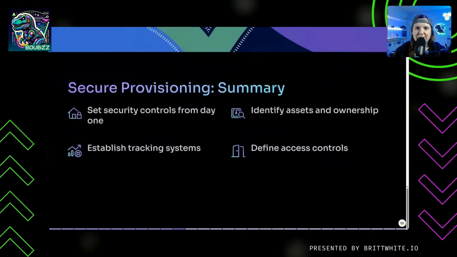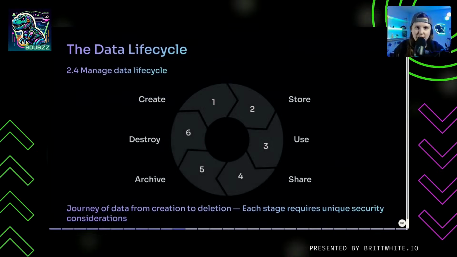Now, let's move on to Objective 2.4, Manage Data Lifecycle. This is where we think about data as having a journey, from the moment it's created to the moment it's no longer needed. And just like a traveler needs different things at different stages of a journey, data needs different kinds of protection at different stages of its life. Data moves through 6 key stages in its life cycle: creation, storage, use, sharing, archiving, and destruction. Like any journey, each stage requires its own specific security considerations and protections, which we're going to explore in detail.